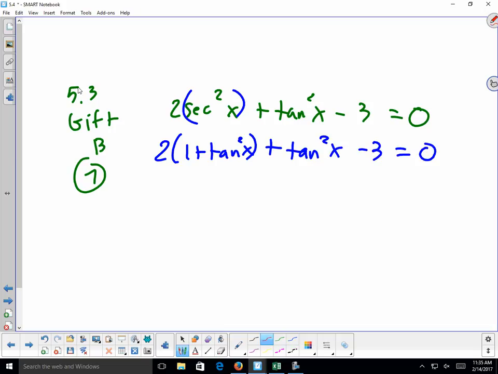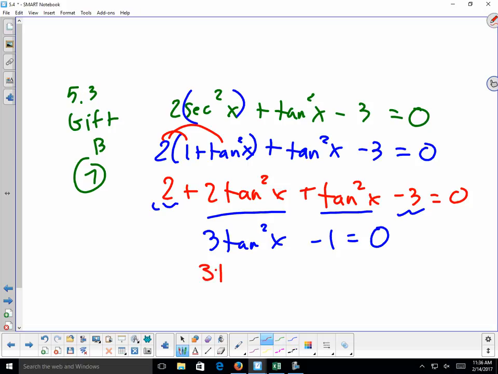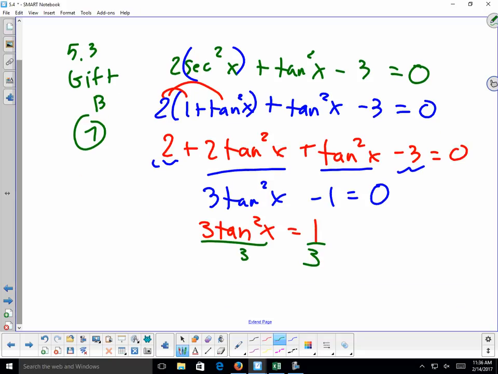And so now I can distribute the 2. I get 2 plus 2 tangent squared x plus tangent squared x minus 3 equals 0. Combining my like terms, do I get 3 tangent squared x? And then the 2 and the minus 3 is a minus 1. Does that look okay? Yep. And then I add 1 to both sides, and I divide both sides by 3. And we are getting tangent squared x equaling 1/3.